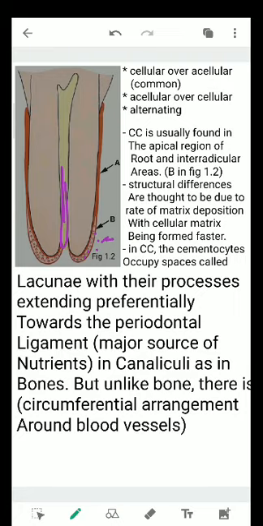So I said in the cellular cementum, the cementocytes occupy spaces called lacunae. I've said that before, with their processes extending preferentially towards the periodontal ligament, which is a major source of nutrients, in canaliculi, as in bones. The processes of these cementocytes occupy the canaliculi, and these face towards the periodontal ligament, that's externally. But unlike bone, like I said before, there is no circumferential arrangement of blood vessels. That's the Haversian system.